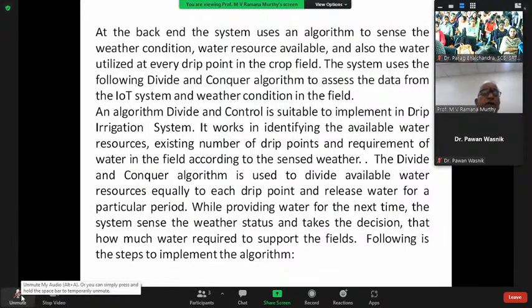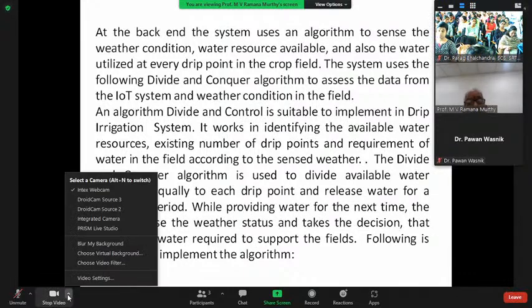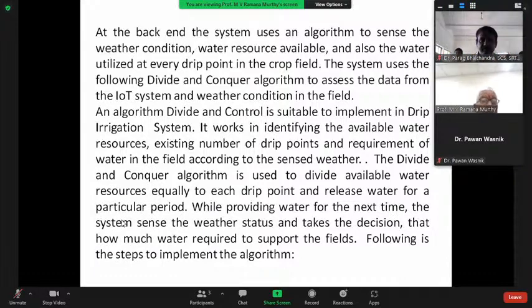The algorithm we used is a divide and conquer algorithm, which is suitable for implementation of a drip irrigation system. It works on identifying the available water resources, the existing number of drip points, and the requirement of water in the field according to the sensed weather. The divide and conquer algorithm is used to divide the available water resources equally to each drip point and release the water for a particular period before providing water the next time. The system will sense the water status and decide how much water is required to support the field, following the steps of the algorithm.